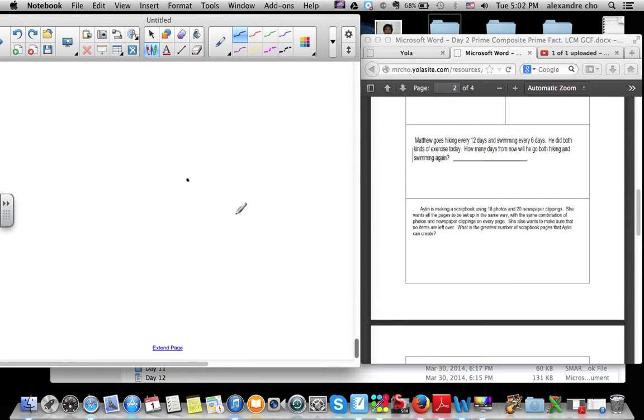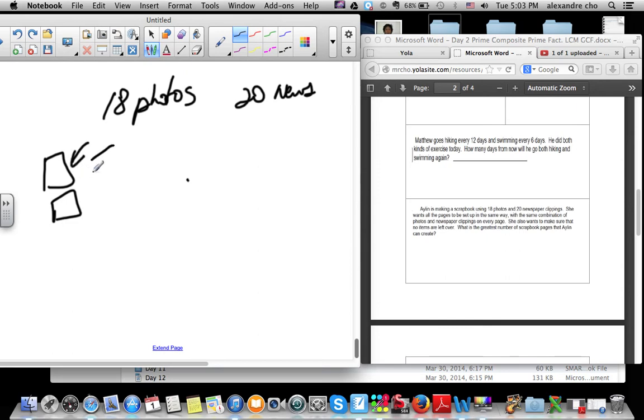Next one. Alvin is making a scrapbook using 18 photos and 20 newspaper clippings. She wants all the pages to be set up in the same way with the same combination of photos and clippings. What is the greatest number of scrapbook pages that she needs? Well, you have 18 photos and 20 newspaper clippings, and you want to put them in pages. So you want to put some pictures in here, some newspaper clippings in here, some pictures here, some newspaper clippings in here. So what's the greatest number of pages that she can make so that every page has the same number of each?